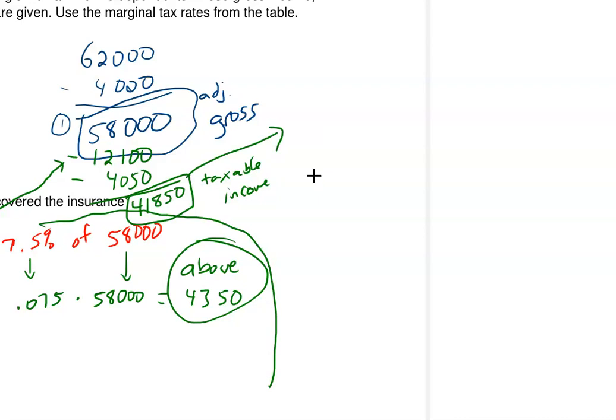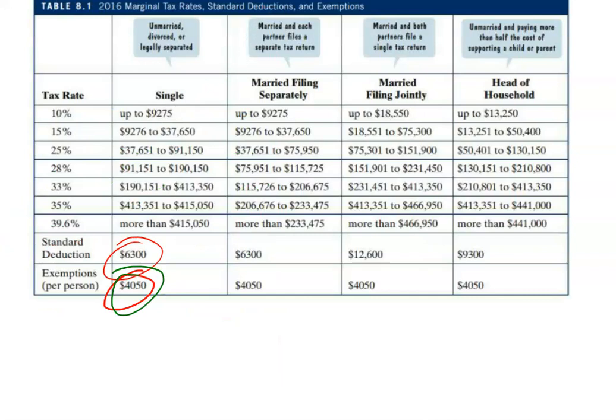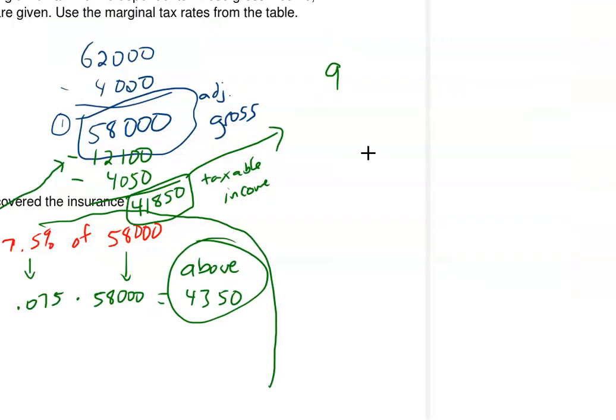All right, and then this again was just a different thing here. So here we're going to have to break this down. So the first $9,275, because this person's single, they're filing single, the first $9,275 is going to get taxed at 10%. $9,275 at 10%. Right?